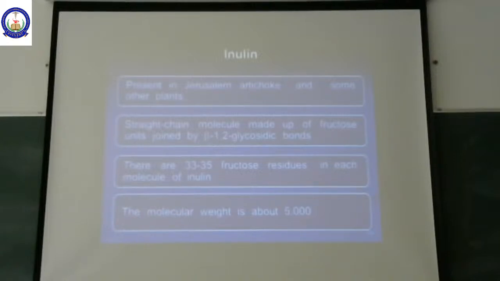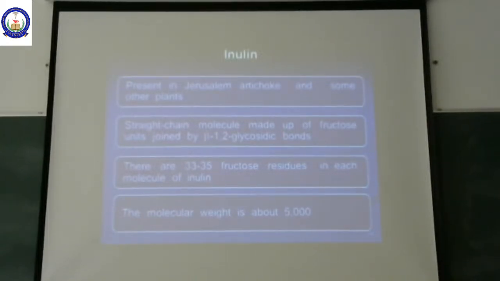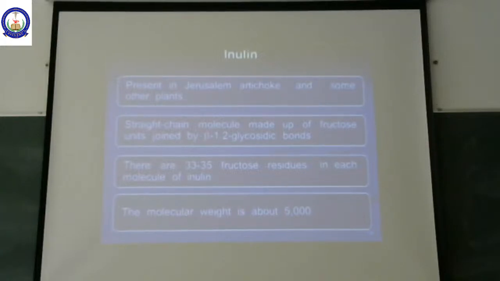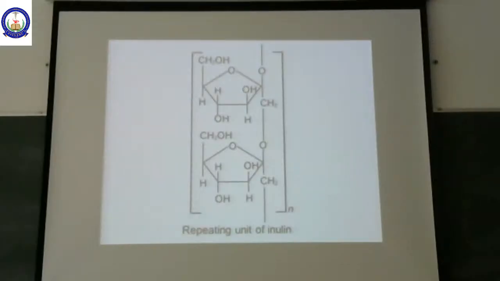Inulin is formed by the linkage of fructose molecules by beta-1,2 glycosidic bonds, and around 30 to 35 fructose residues are present in each inulin molecule. The molecular weight of inulin is around 5,000. This is the structure of inulin, made of fructose molecules bonded by glycosidic linkages.